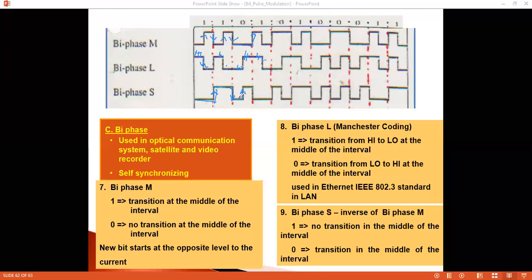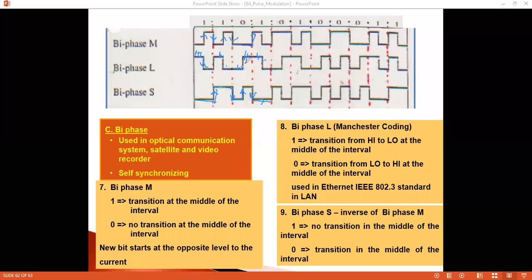Okay, so sorry, bit 0, no transition. I cannot see because I have this note in the notation at the top. So bit 1, no transition. Bit 0, it transitions from low to high. And then bit 1, new bit, opposite. Bit 1, no transition.